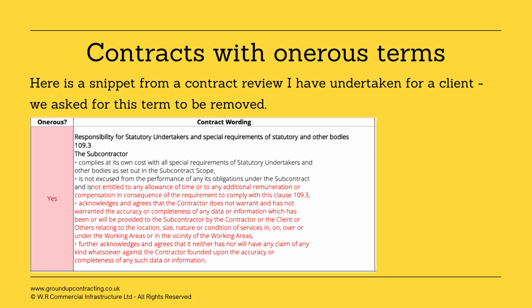Here is a snippet from a contract review I have undertaken for a client. We asked this one to be removed. My client was a subcontractor in the civils industry. They were issued a contract with onerous terms. This term states that any special requirements dictated by utility providers would need to be complied with, but my client would not be able to claim for any additional time or money. It also states that there could be no claim whatsoever if the information provided to them was wrong. The inclusion of this term was a clear attempt to remove the ability for my client to raise a variation. It is a broad term and covers a lot of unknowns, so we had to reject it.